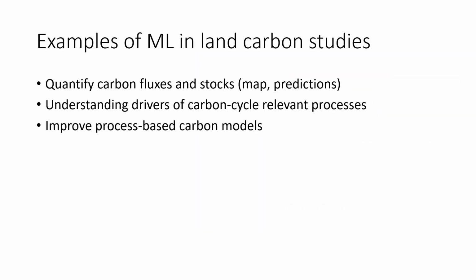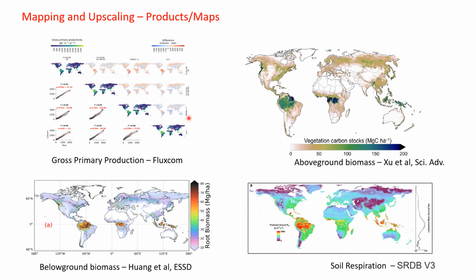After the broad overview, let's dive into some specific case studies. In the following section, I will talk about using machine learning to quantify carbon fluxes and stocks with examples of mapping and predictions. I will also talk about understanding drivers of carbon cycle relevant processes and improving process-based models through machine learning. In this slide, you see maps of different variables that are critical in carbon studies.